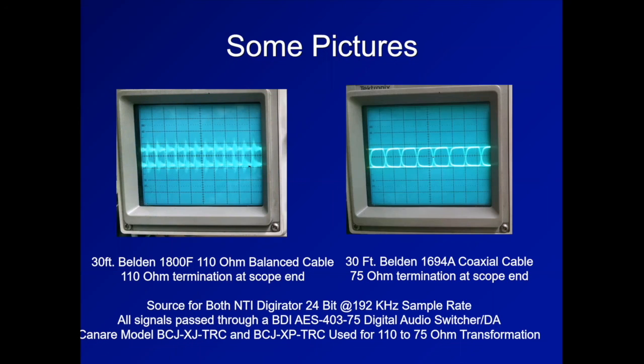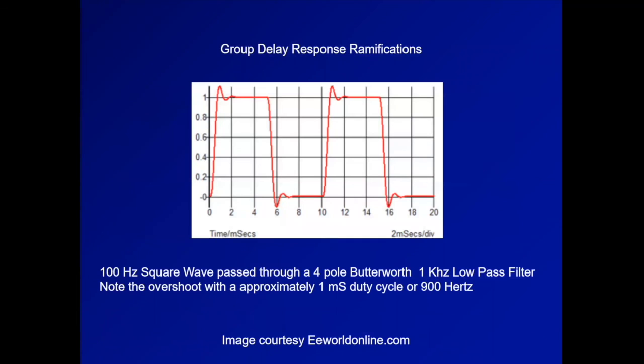Well, why is that? Let's do a little bit of real basic audio engineering here. The coax has essentially a linear group delay response, and that's what you need. So this is an example of a 100 hertz square wave passed through a 4-pole Butterworth filter, 1 kilohertz low pass filter. Now note the overshoot. It's approximately a 1 millisecond period, or about 900 hertz. Take a good look at that.